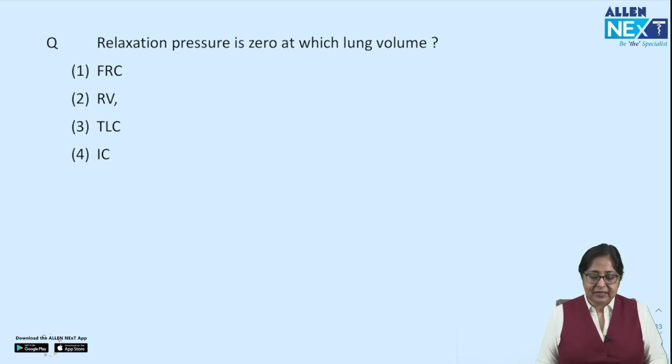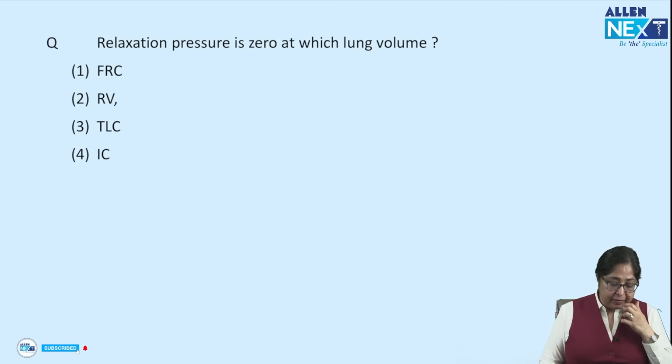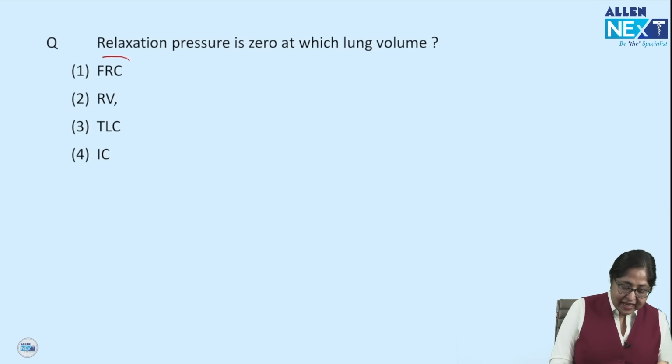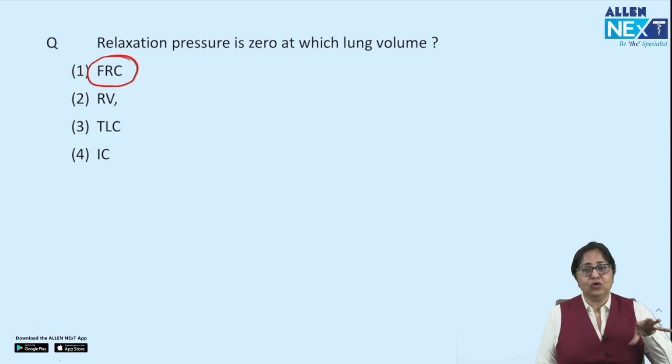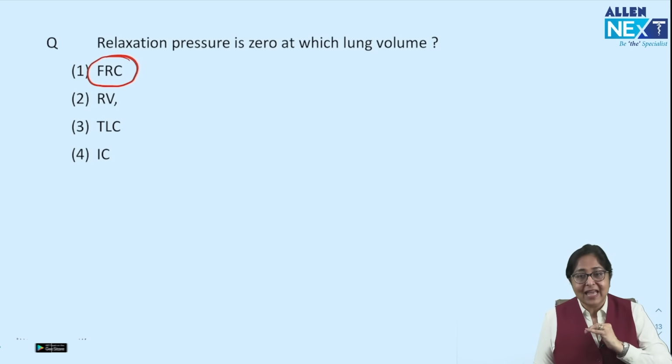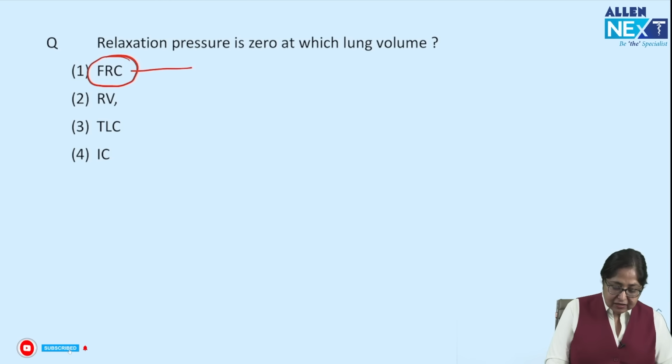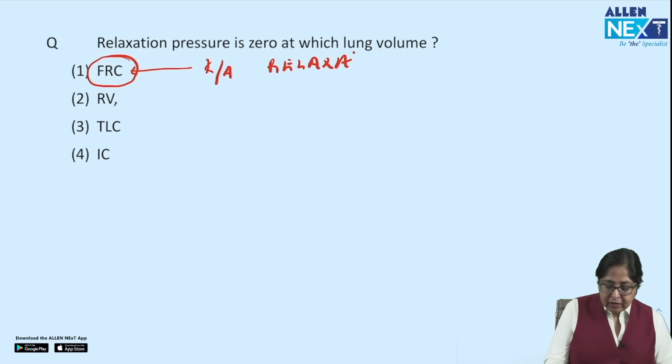Relaxation pressure is zero at which lung volume? Relaxation pressure is zero at FRC, functional residual capacity. What is functional residual capacity? It is the lung volume at the end of a normal expiration. In fact, the functional residual capacity is also known as the relaxation volume of the lungs.